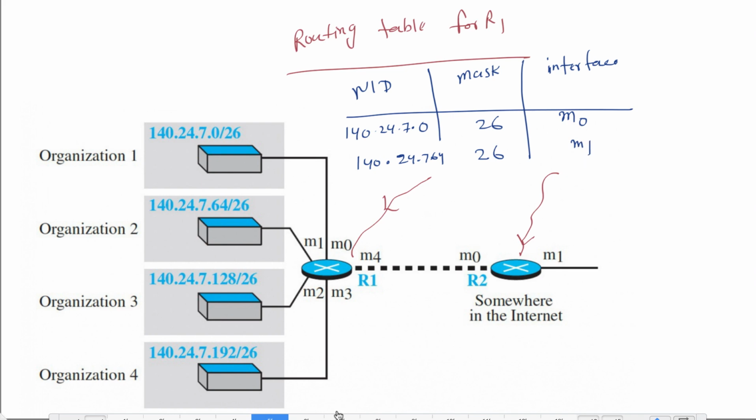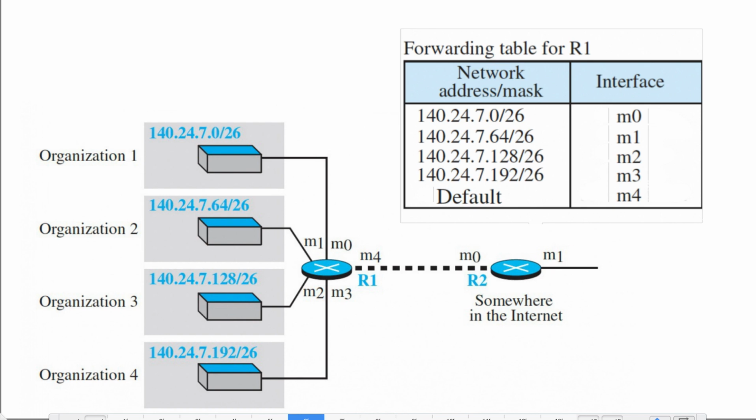I think I have that in the next page. Yes, I have that in the next page. So these are the entries for R1. You can just fill the network ID and the mask and then interface. Very easy. And last entry, just default entry, which says if none of the entries match, then go to M4. That's what it is saying. I hope you got how we are making the routing table.